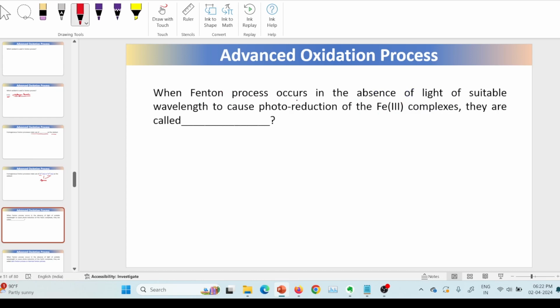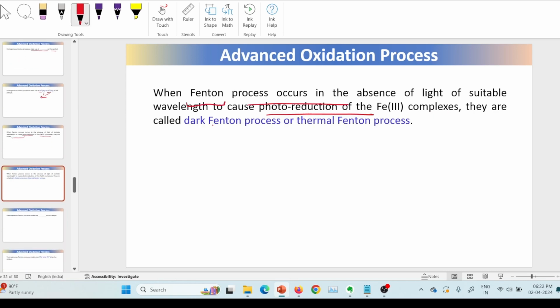When the Fenton process occurs in the absence of light of suitable wavelength to cause photoreduction of iron 3 complexes, it is called dark Fenton process or thermal Fenton process.